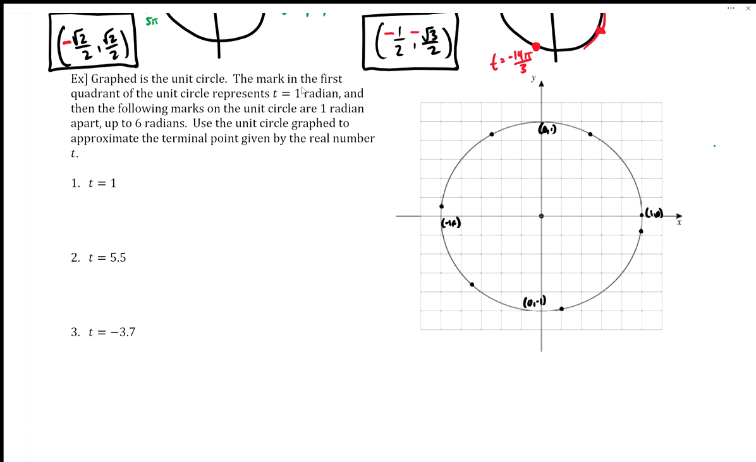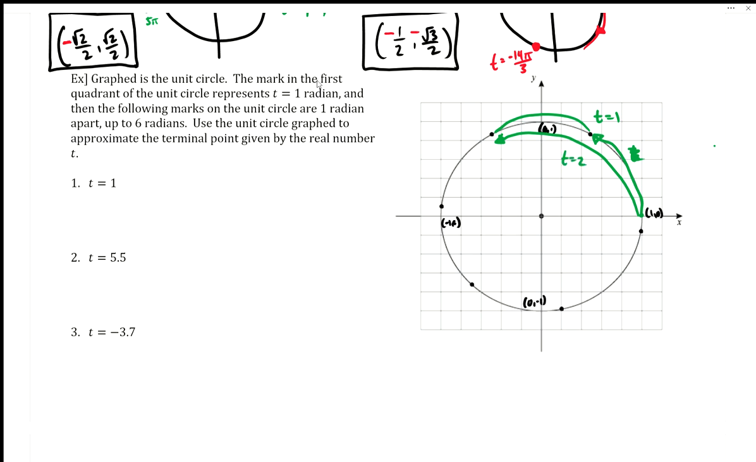And it says the mark in the first quadrant of the unit circle represents t equals 1. All right, so let's show that in green. They're saying from our initial point to there is t equals 1. So let's mark it right there. I'm going to erase that in a second anyway. Okay, so that length is t equals 1. And then it says the following marks on the unit circle are 1 radian apart. So that means this to there is another 1, which means from the initial point all the way to where that one ends would be t equals 2.